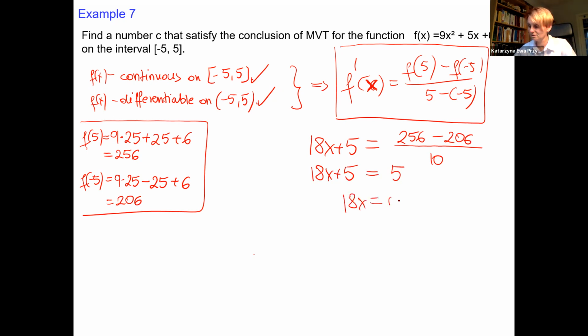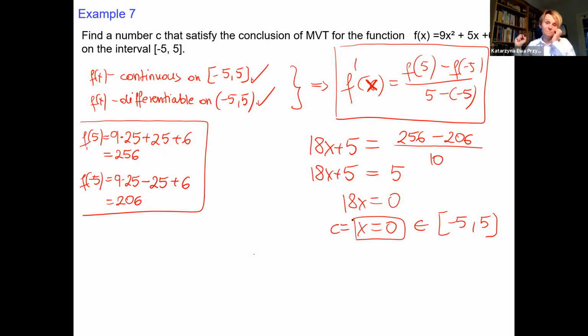5 minus 5, 0. x is 0. And 0 is perfect because 0 belongs to that interval. That means this value c is 0. Okay, I don't know exactly how this function looks. I don't want to draw it. Ooh, the values are so big. Okay, 5 is 250, -5 is lower.